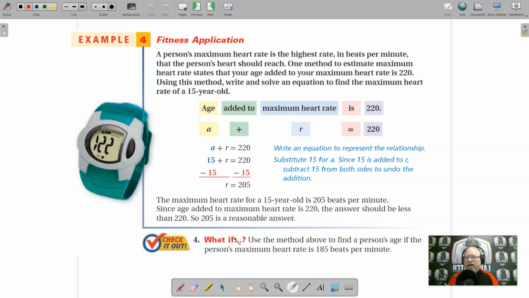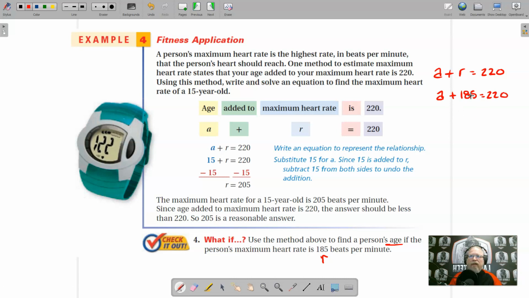Here in the what if, it says use the method above to find the person's age if the person's maximum heart rate is 185 beats per minute. So remember that beats per minute, the maximum heart rate, was actually the variable R. So we're just going to take this equation, A plus R equals 220. Now this time we have a value for R instead of A, because age is what we're trying to find out, right? So we're going to have A plus 185 equals 220.